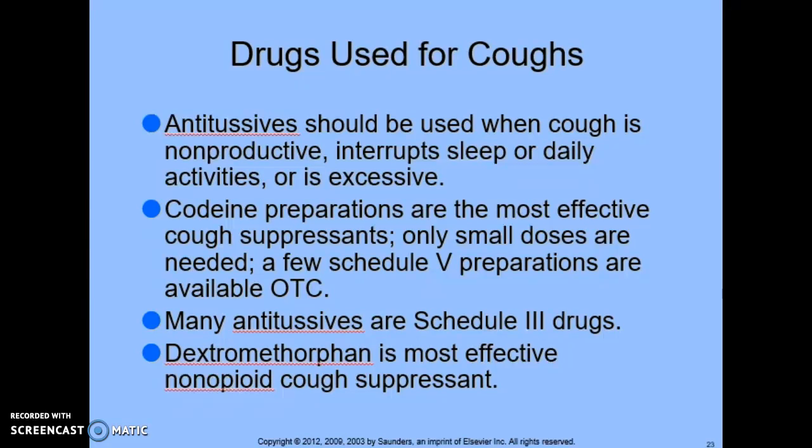Antitussives should also be used when a cough is non-productive, when it interrupts sleep or daily activities, or if the cough is excessive. Codeine preparations are the most effective cough suppressants. Only small doses are needed, and a few Schedule 5 preparations are available over the counter. Many antitussives are Schedule 3 drugs, and I'm not going to read that next part, but that might give you a little bit of a hint on your email. Some common over-the-counter antitussives are Robitussin or Benadryl, and preparations containing codeine cause drowsiness, therefore they should be taken with care.